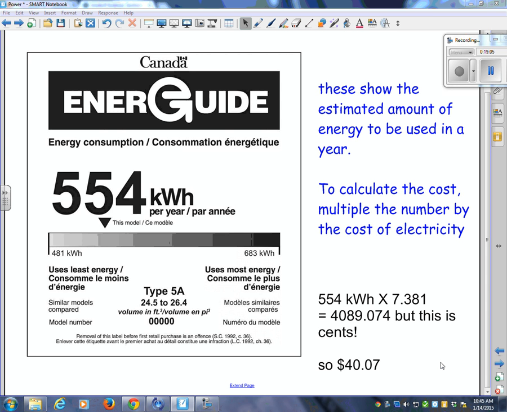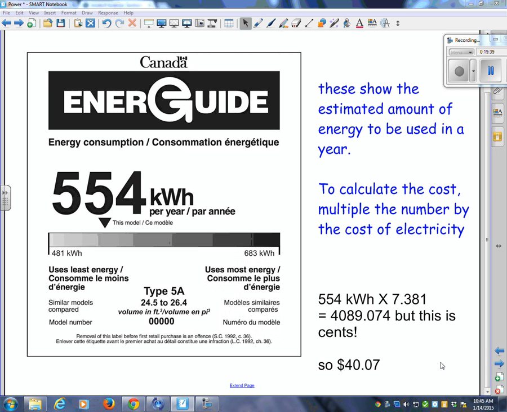So if you go into a furniture store and you're looking at a couple of washers, which one do you want? One with a high number or a small number? Low number. That's $40 a year. It's not too bad, right? Now, this is an estimate. If you've got 6 people in your family, that number might be higher than if you've got 3, right? It's just an estimate, but it's a way to compare two different washers.